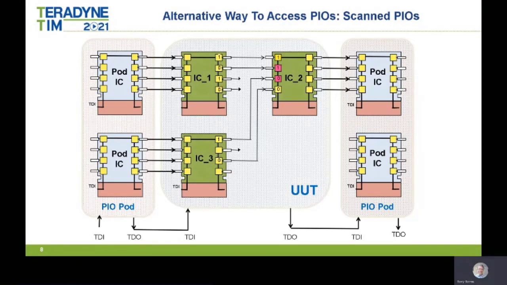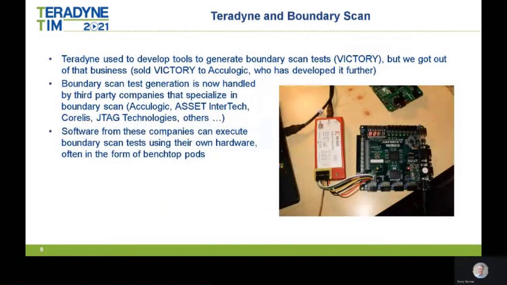Now, let me shift gears for a moment and talk about Teradyne's support for boundary scan. We used to develop tools to generate boundary scan tests. This was the Victory software, mostly developed back in the 1990s. But we eventually got out of that business. Boundary scan test generation is now mostly handled by third-party companies that specialize in boundary scan. Companies like JTAG Technologies, Asset Intertech, Acculogic, and Corelis.